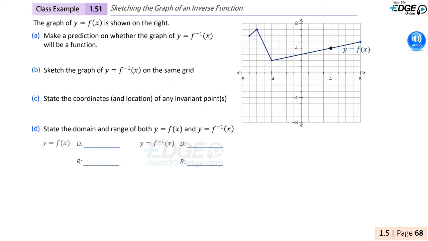First, let's make a prediction on whether the inverse of this function will itself be a function. Well, though our original function does pass the vertical line test, it will fail the horizontal line test. This means that the inverse will not be a function.